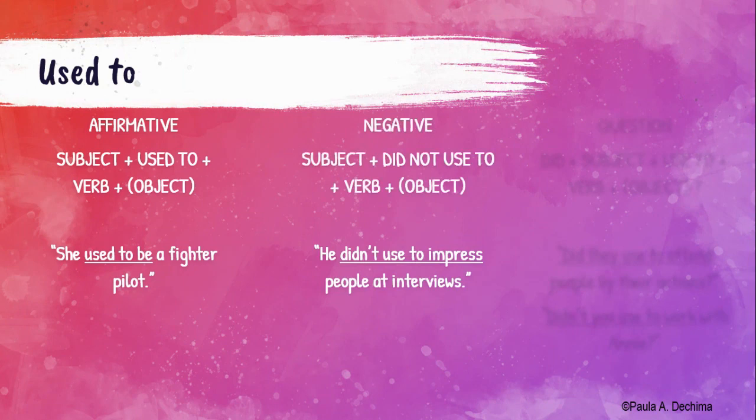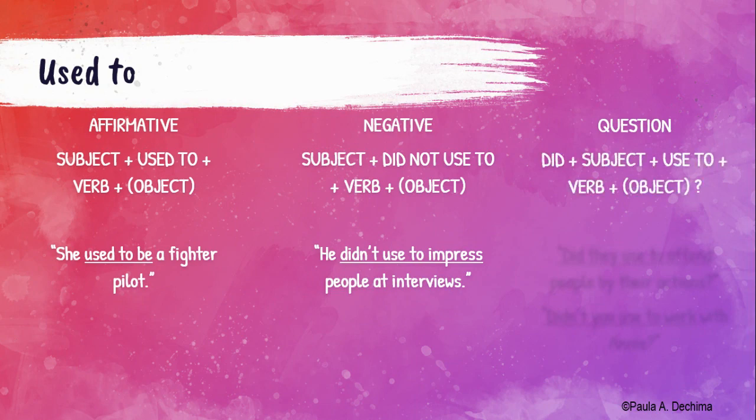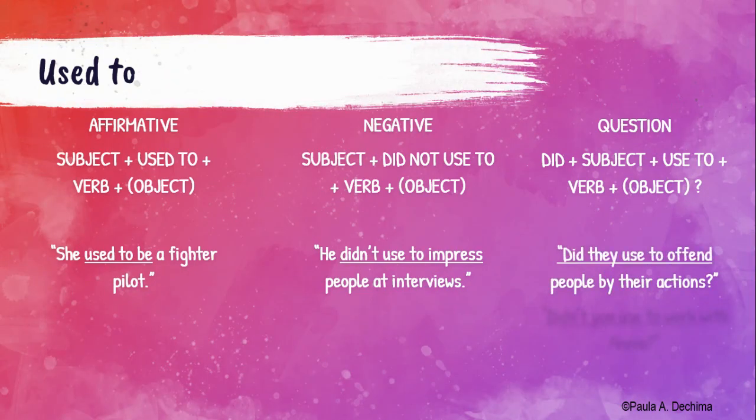For a negative sentence, we need a subject plus did not used to plus the verb in the infinitive form and in some cases an object. He didn't used to impress people at interviews. For questions, we need did plus subject plus used to plus the verb in the infinitive form and in some cases an object. Did they used to offend people by their actions? Didn't she used to work with Annie?